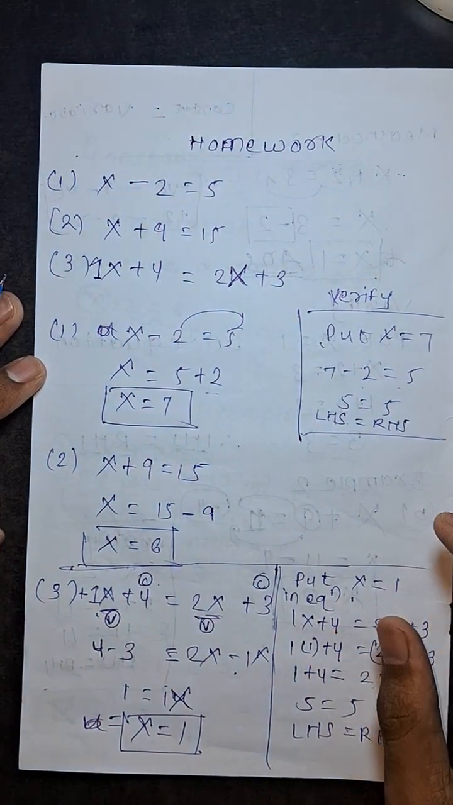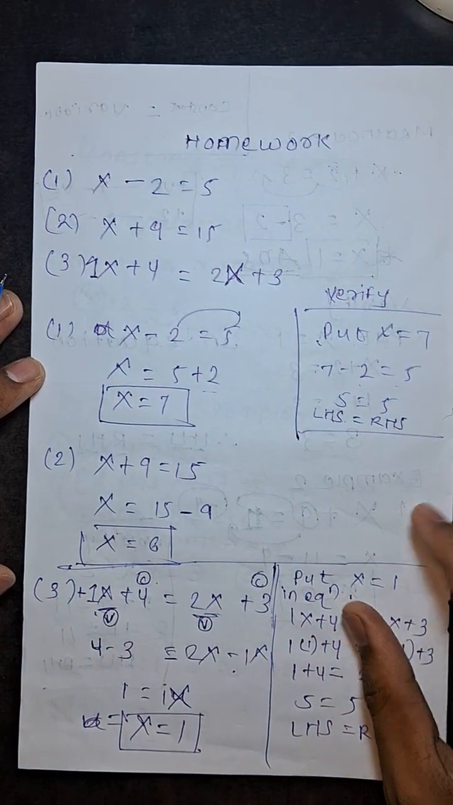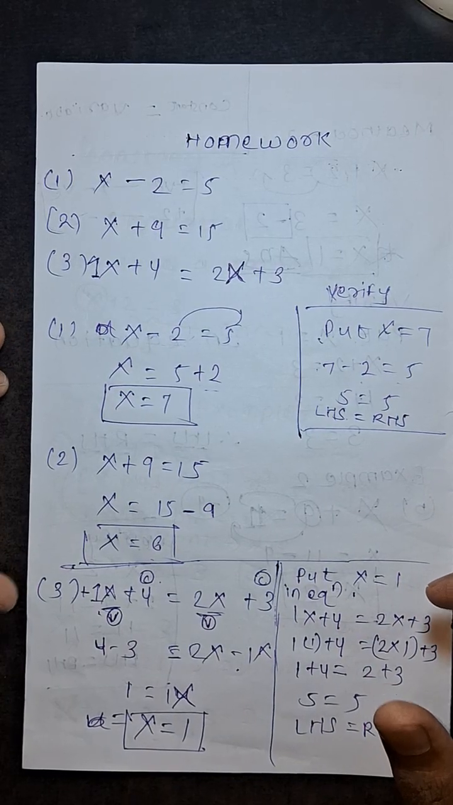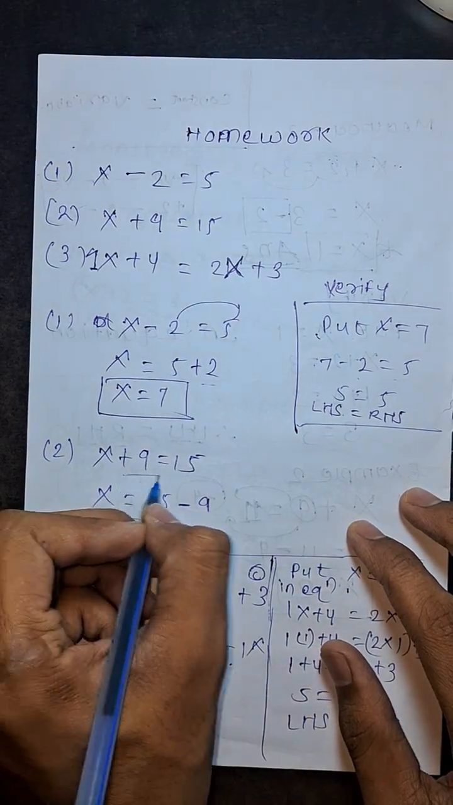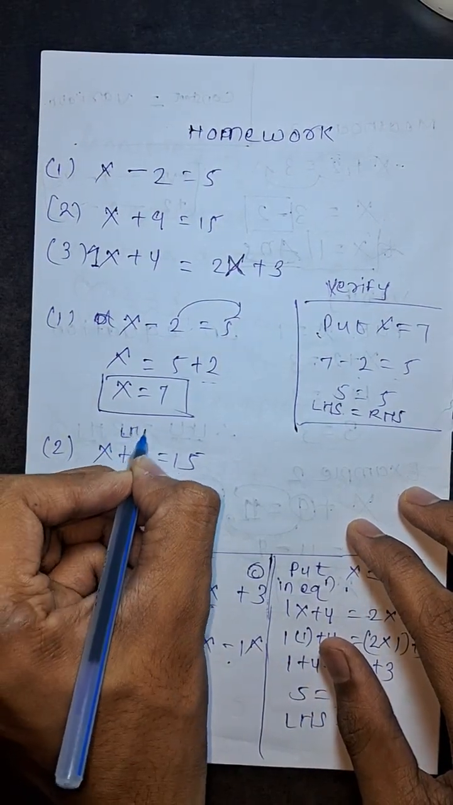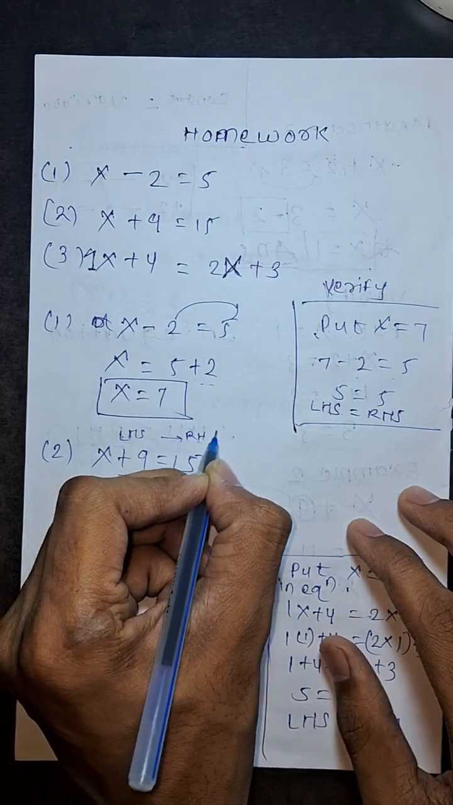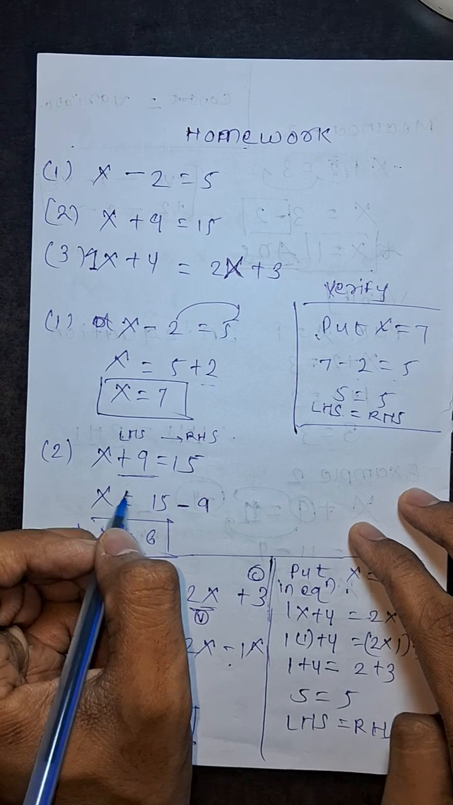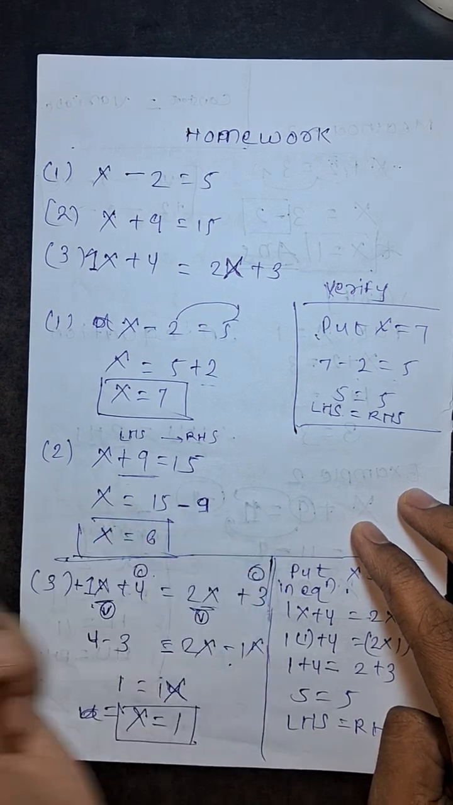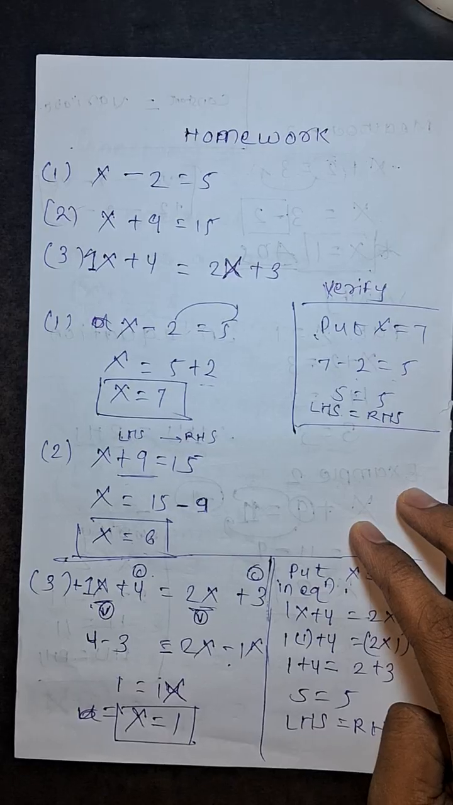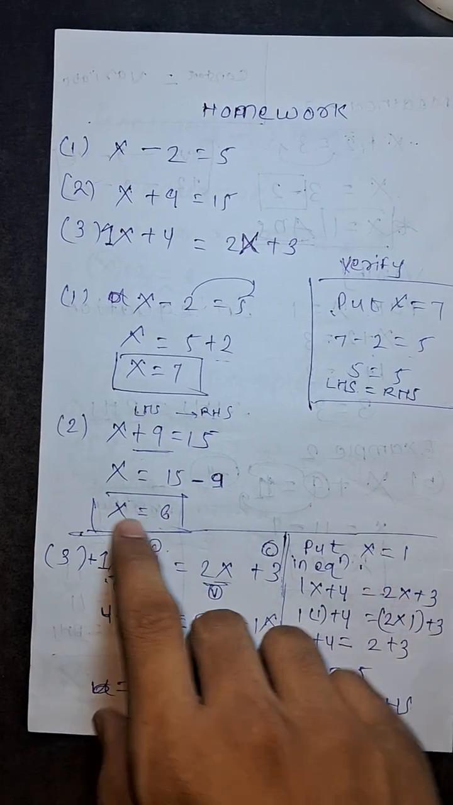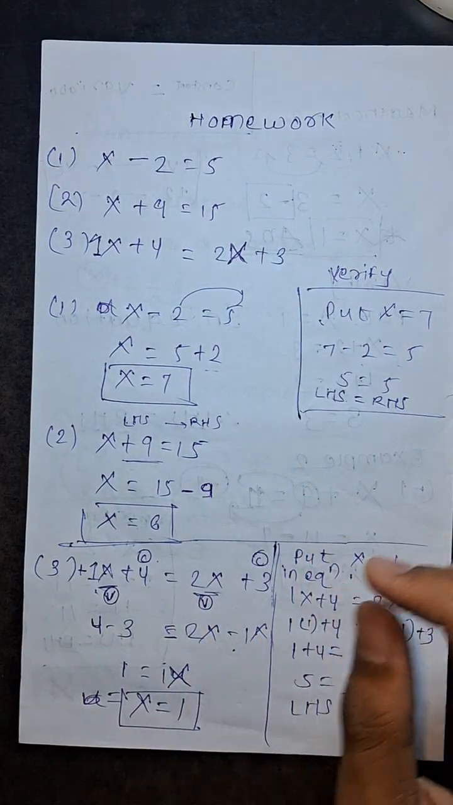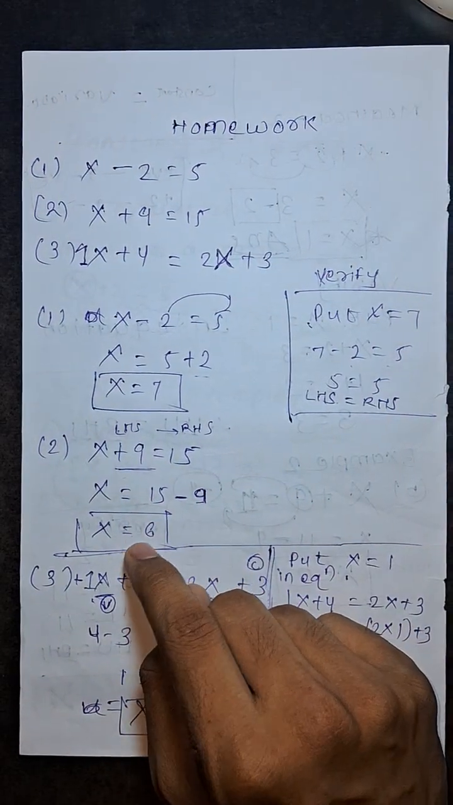Okay, so x plus 9 is equal to 15. We'll do the same thing, that is taking constants on one side and variables on the other side. So we will move this positive 9 from the left hand side to the right hand side. While moving, this positive 9 will get converted into negative 9. Hence 15 minus 9, which is 6. So x is equal to 6 is the answer for this question. And if you want to verify, you may verify this answer by putting x is equal to 6 in this equation.